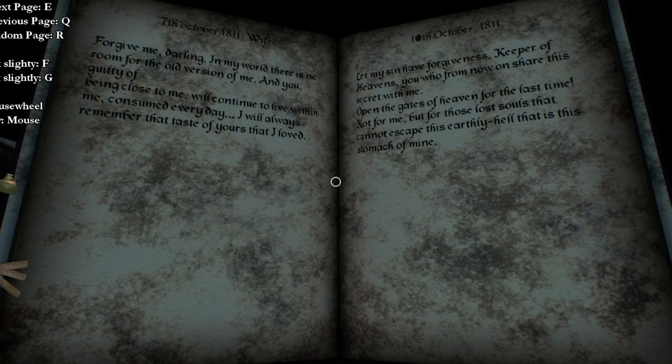Let my sin have forgiveness, keeper of heavens, you who from now on share this secret with me. Open the gates of heaven for the last time, not for me, but for those lost souls that cannot escape this earthly hell that is the stomach of mine.